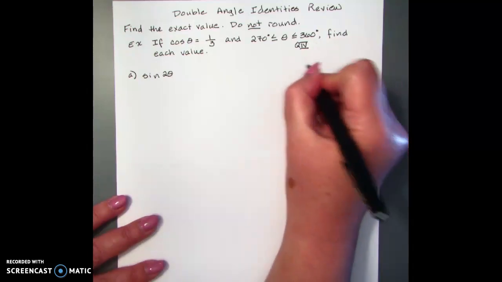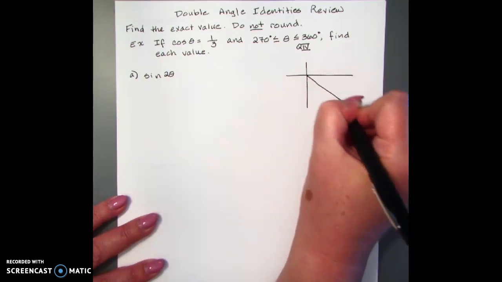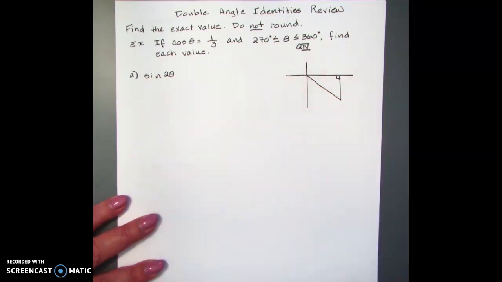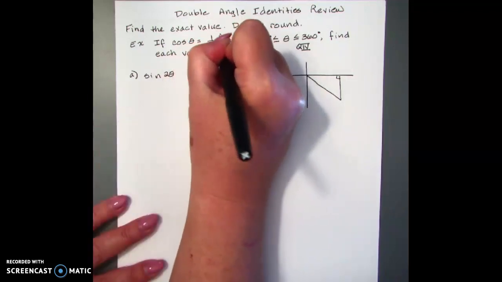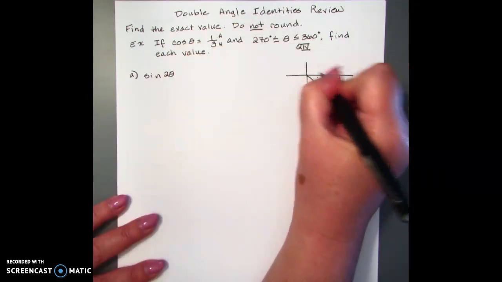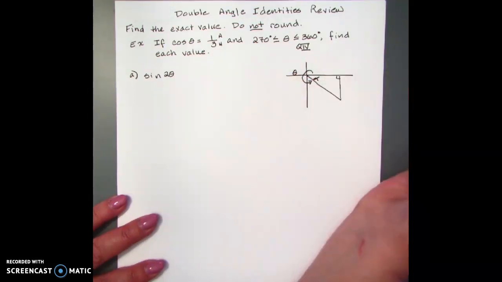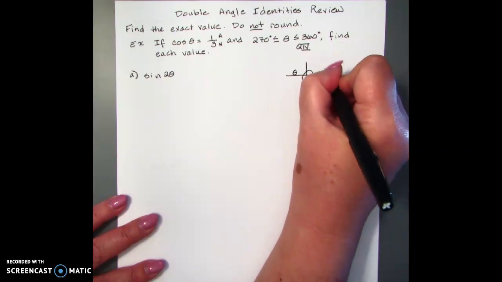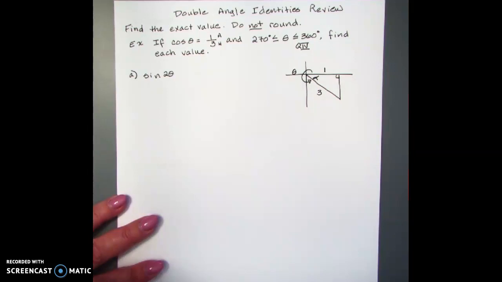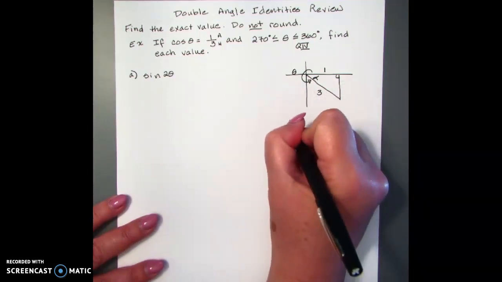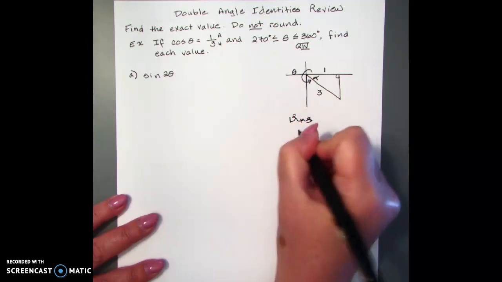All right. So if we take a look at this, that means our triangle is in the 4th quadrant because we're between 270 and 360. And cosine is adjacent over hypotenuse. So technically this is theta, but if we look at it with respect to our reference angle, my adjacent would be 1 and my hypotenuse would be 3. So using the Pythagorean theorem, I can say 1 squared plus 3 squared. Sorry, that was incorrect.